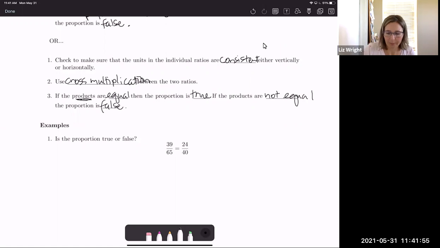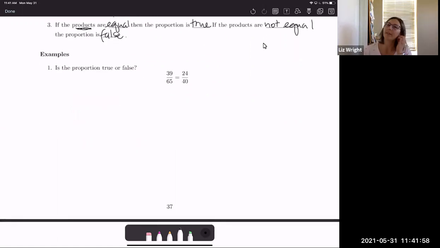So let's check this one out. You can do it lots of ways. You can say, I'm going to reduce them and see what I get. You could take out an 8 here and an 8 here, and then we would end up with 3/5 over here. And then maybe we take out 13, since this is divisible by 13 and this would be divisible by 13, and we would end up with 3/5 again. So is this proportion true or false? This proportion is true.